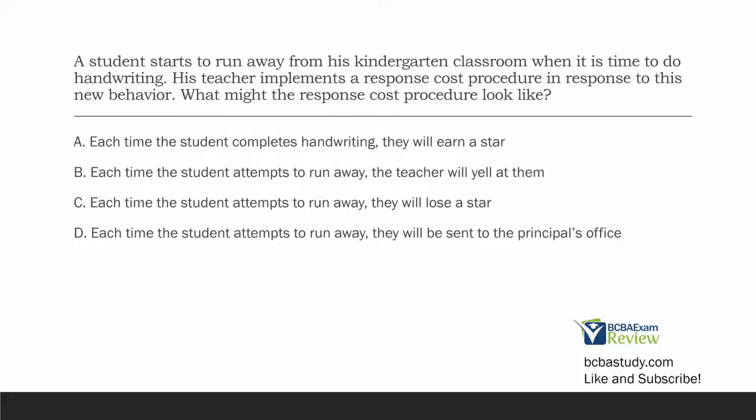Let's check D. Each time the student attempts to run away, they will be sent to the principal's office. Again, we're not losing anything here, right? If anything, they might be able to escape with the D, right? Maybe this is negative reinforcement. You get to go to the principal's office for running away. The only one where we are removing an item or a stimulus in response to a maladaptive behavior is going to be C, right? The student attempts to run away, they will lose a star.